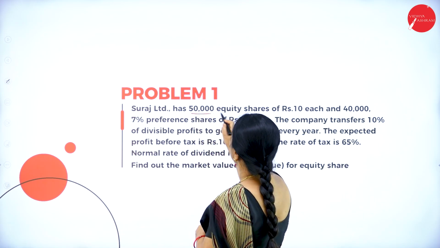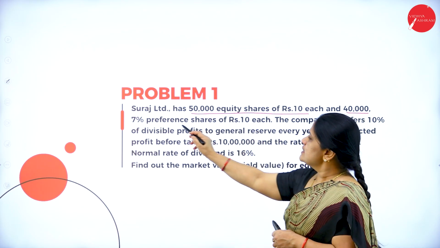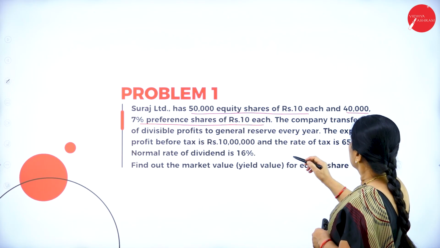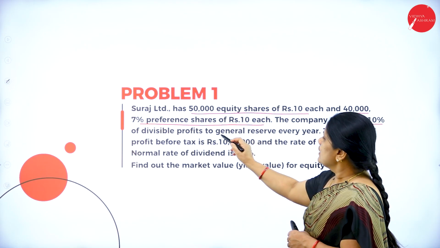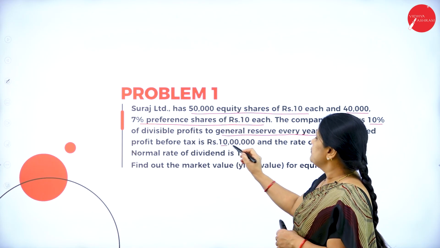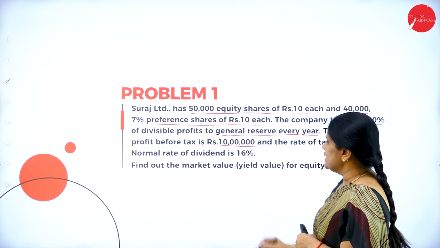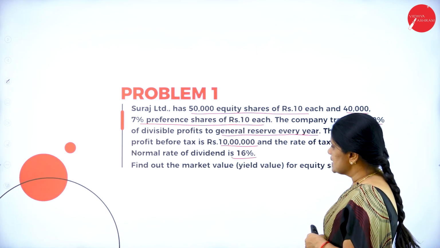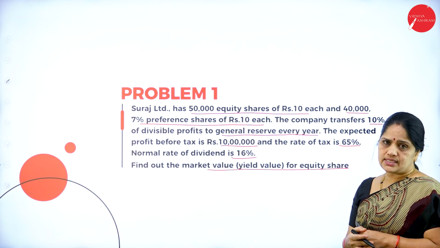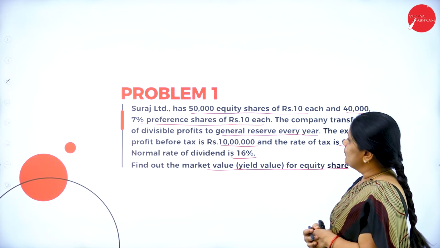Suraj Limited has 50,000 equity shares of rupees 10 each and 40,000 7% preference shares of rupees 10 each. The company transfers 10% of the divisible profits to general reserve every year. The expected profit before tax is 10 lakhs and the rate of tax is 65%. The normal rate of dividend is 16%. Find out the market value for equity shares. Now, we have to find out what is the market value of the equity share.